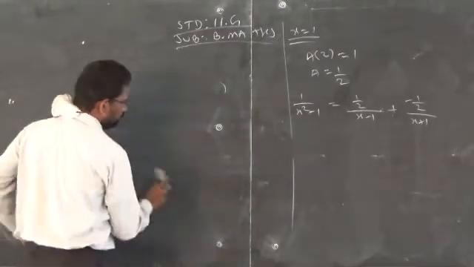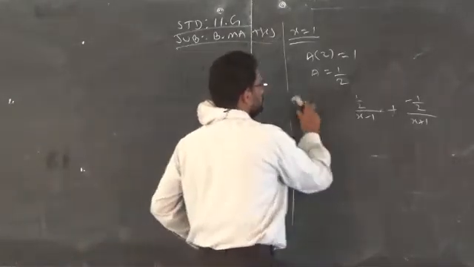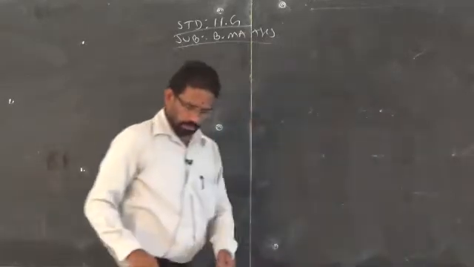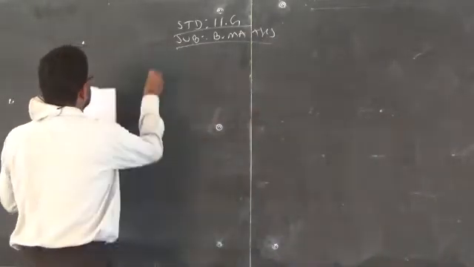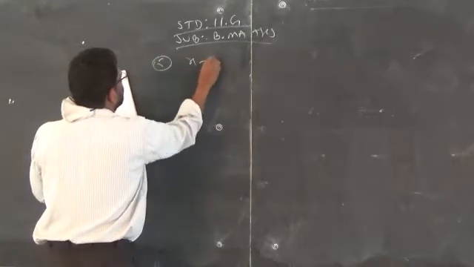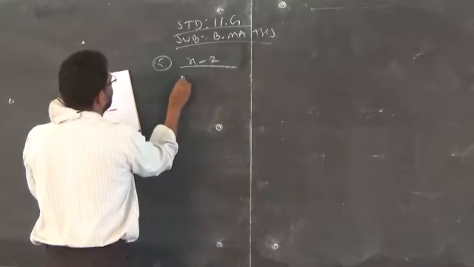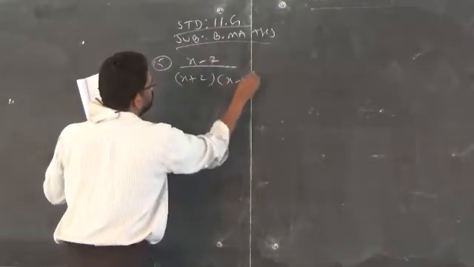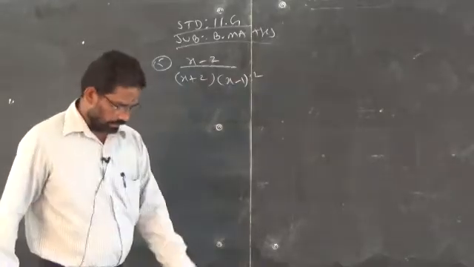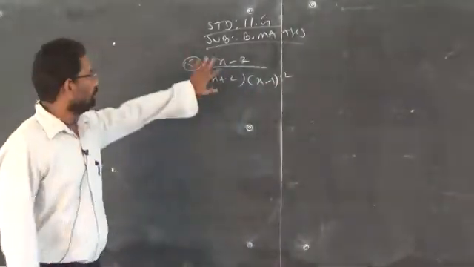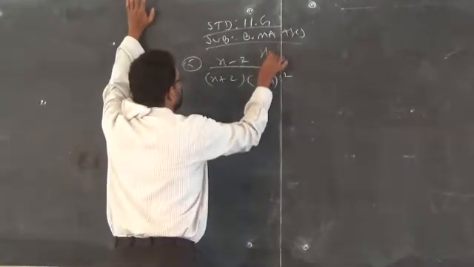Be careful of using the negative and positive sign. So sum number 5 is homework: x minus 2 by x plus 2 into x minus 1 the whole square. This is just like sum number 3. So this is homework. You have to do it as homework.